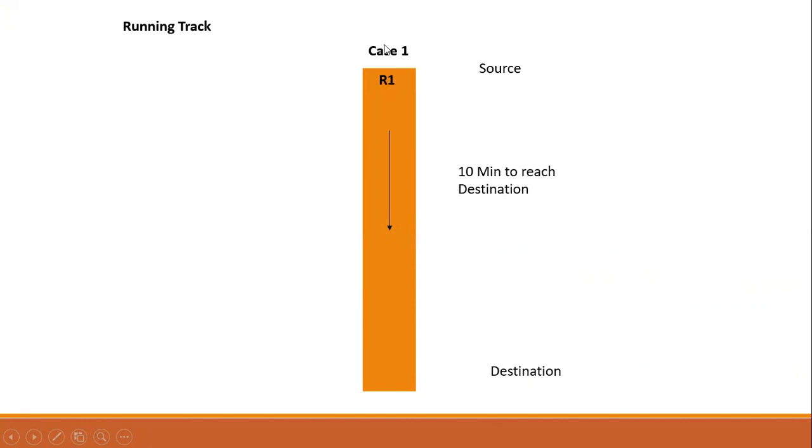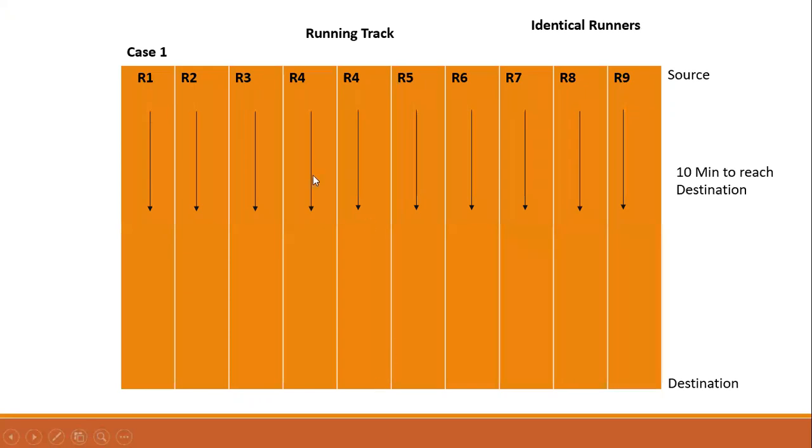Okay. This is case number one. We have a runner here, and this is the source, and this is the destination. He has to run from the source to the destination. Let us assume he needs 10 minutes to reach from source to destination. Since there are no obstacles, definitely he can run straight, and he can reach the destination within 10 minutes.